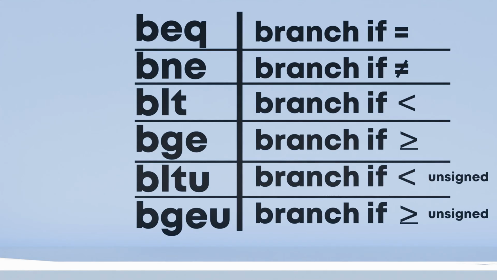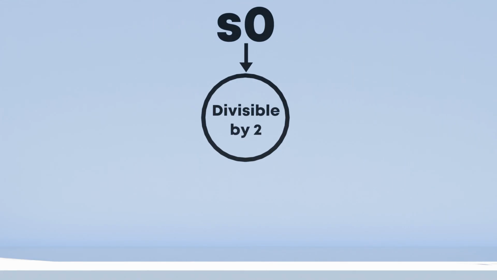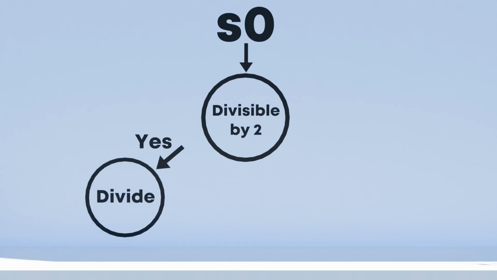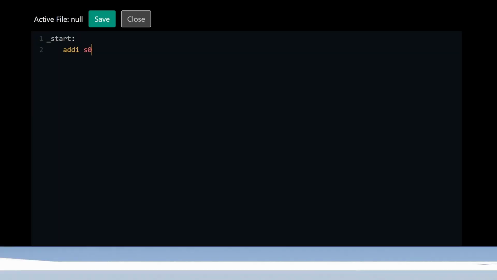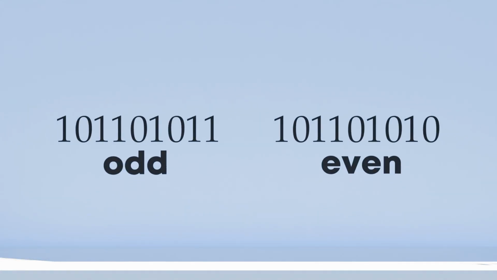Let's now actually use one. Let's say we have some initial register S0 and want to check if it's divisible by 2. If it is, you want to divide by 2, and if it isn't, you want to keep it the same. Let's start by initializing our S0. We know that something is divisible by 2 in binary if the last bit is a 0, so you just need to check the last bit.